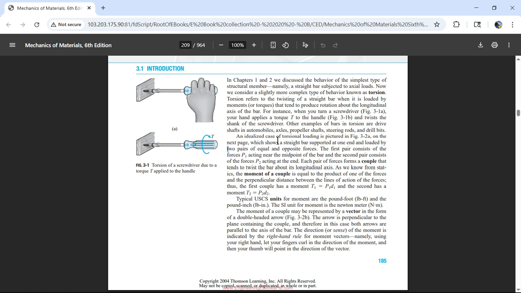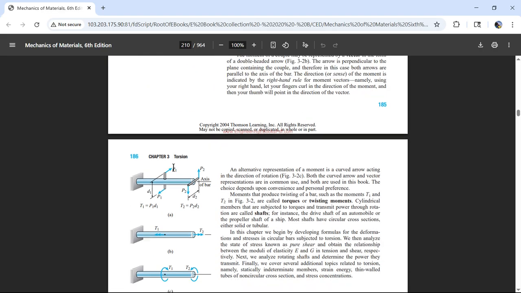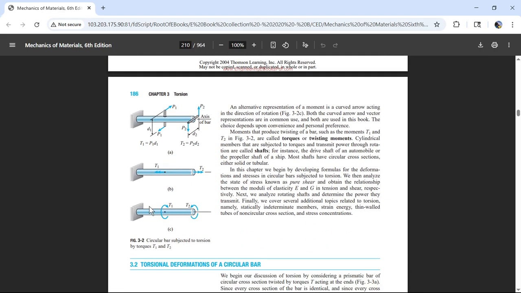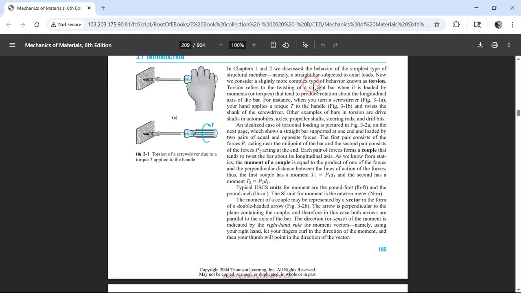So in an ideal case of torsion, loading is pictured in this next figure. So this is going to be ideal: rigid and fixed. And check it out, they even put these little welded metal tabs to show that those are the torques being applied. Very visual, where the arrows are not super obvious. So that was the figure on the next page.